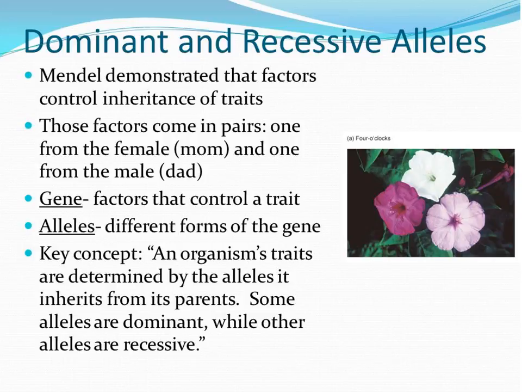So Mendel showed that instead of blending of traits, at least in peas, the traits are determined by factors. One of the factors comes from the mother, one from the father. A gene is a factor that controls a trait. For example, one gene controls height, one gene controls whether a pea will be wrinkled or smooth. The alleles are the different forms of the gene. For example, for height, there is an allele that makes the plant tall and an allele that makes the plant short.